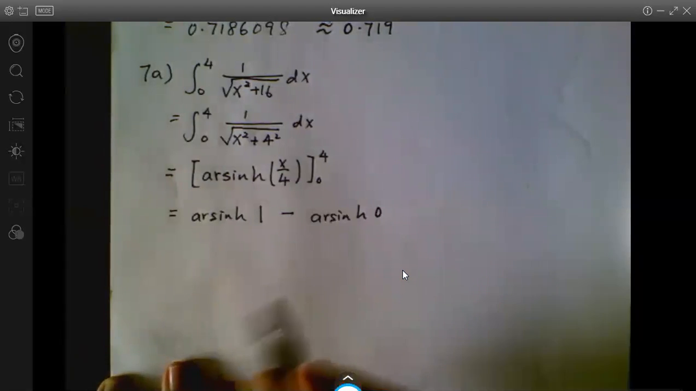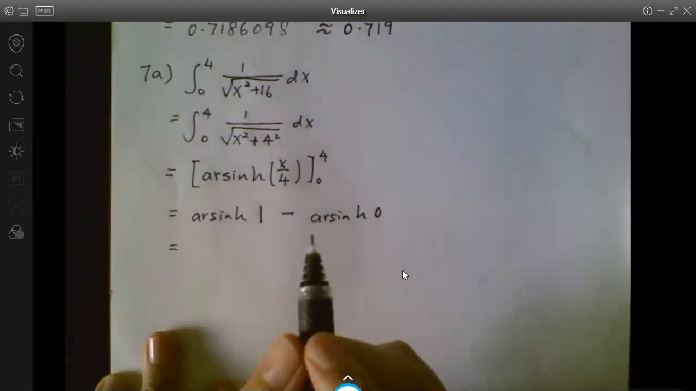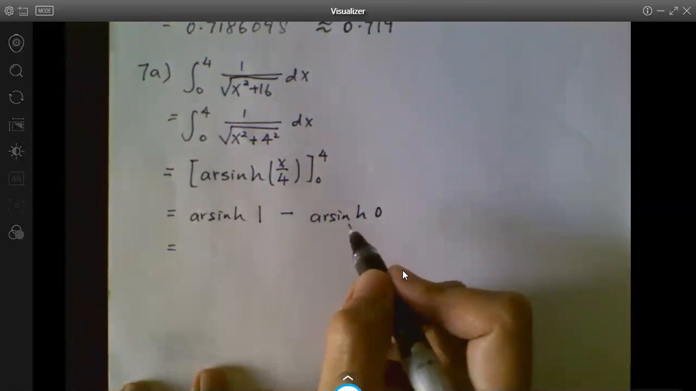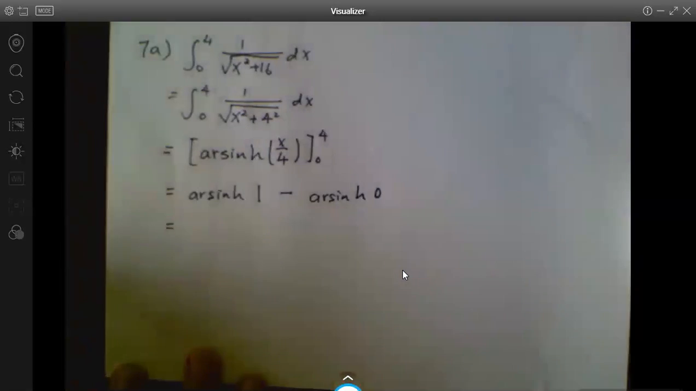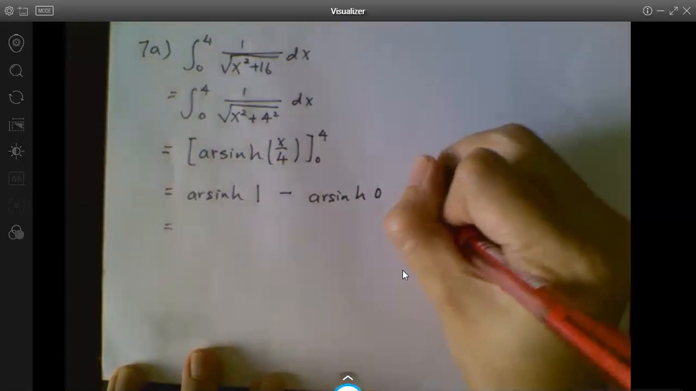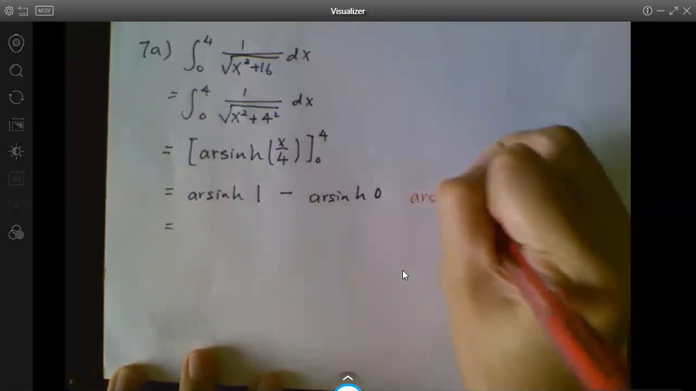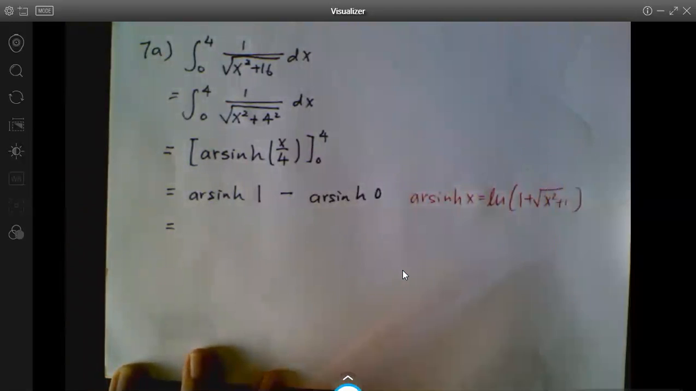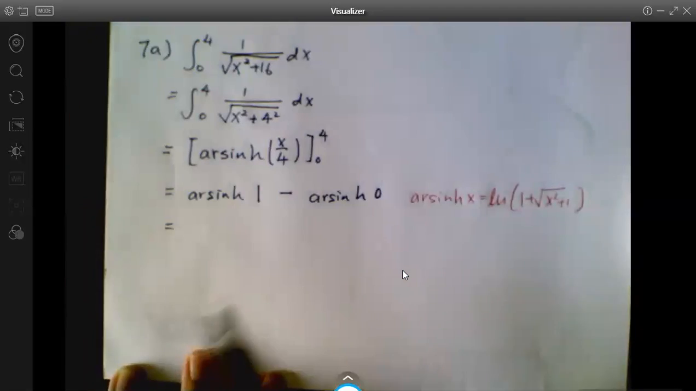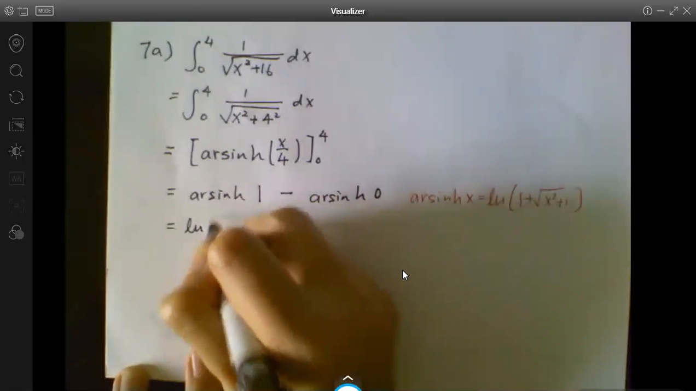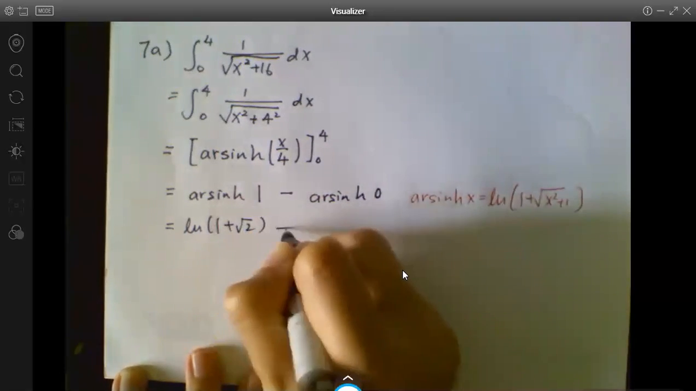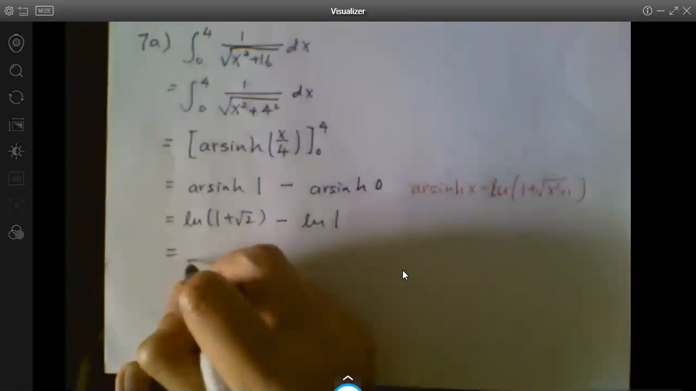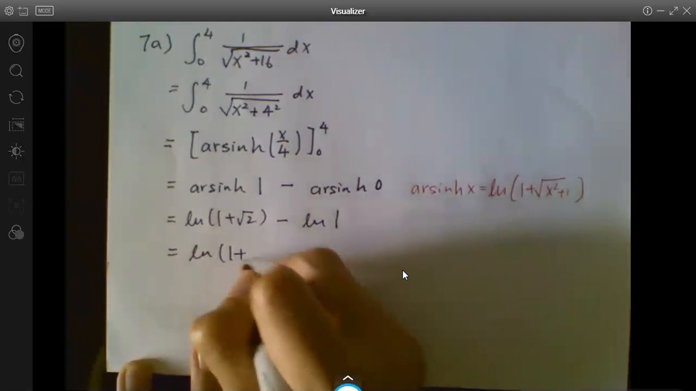Sometimes the question will ask us to leave in ln. If they didn't ask for that, you can definitely use your calculator and give a decimal. In the event they ask us for ln, you can use the formula also on your formula sheet, this one, to evaluate these two. So it will be ln 1 plus square root 2 minus ln 1. Ln 1 is 0. So finally, the answer is ln 1 plus square root 2.